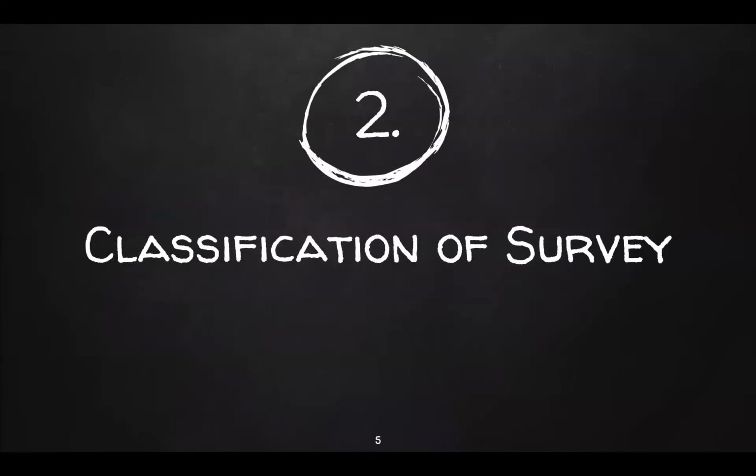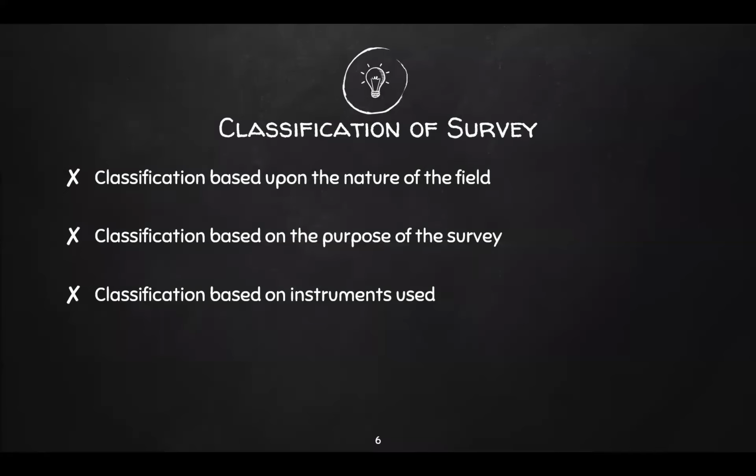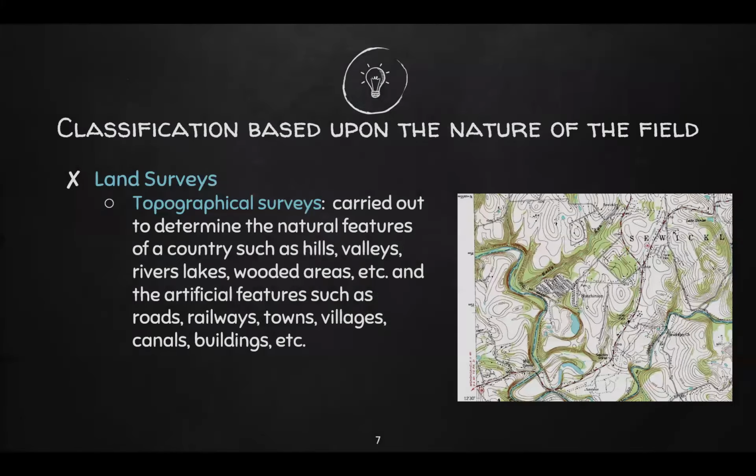We also have the different classifications of survey. It's classified by three methods. First, classified based on the nature of the field. Nature not meaning your forestry, okay? It's a different nature. Next, classification based on the purpose of the survey. And final classification based on the instruments used. Let's start with classifications based on nature of the field.